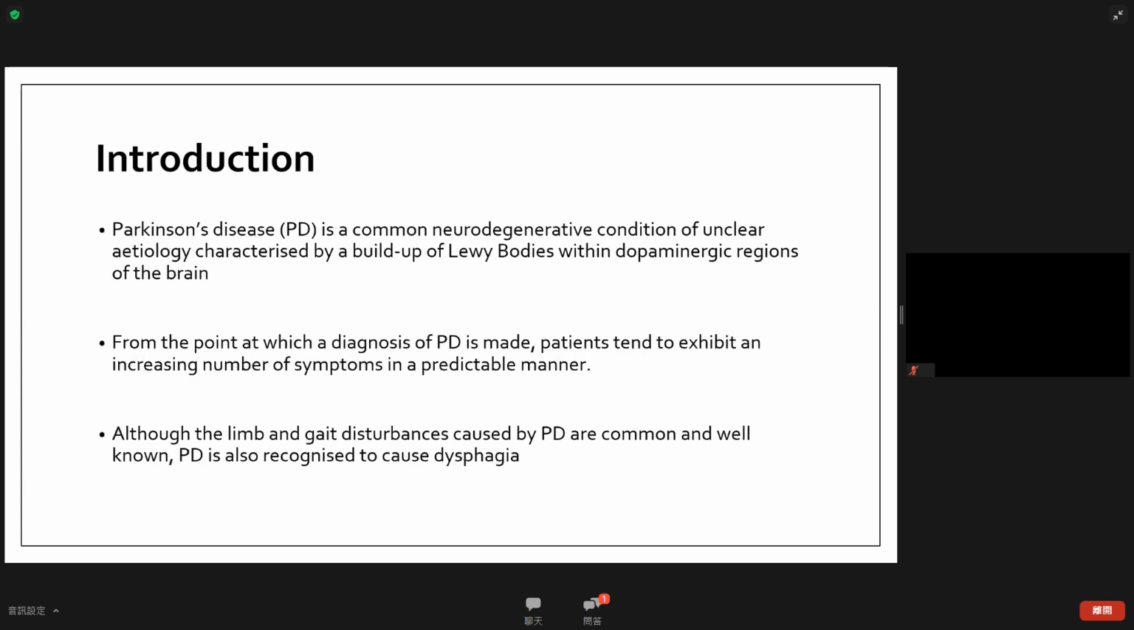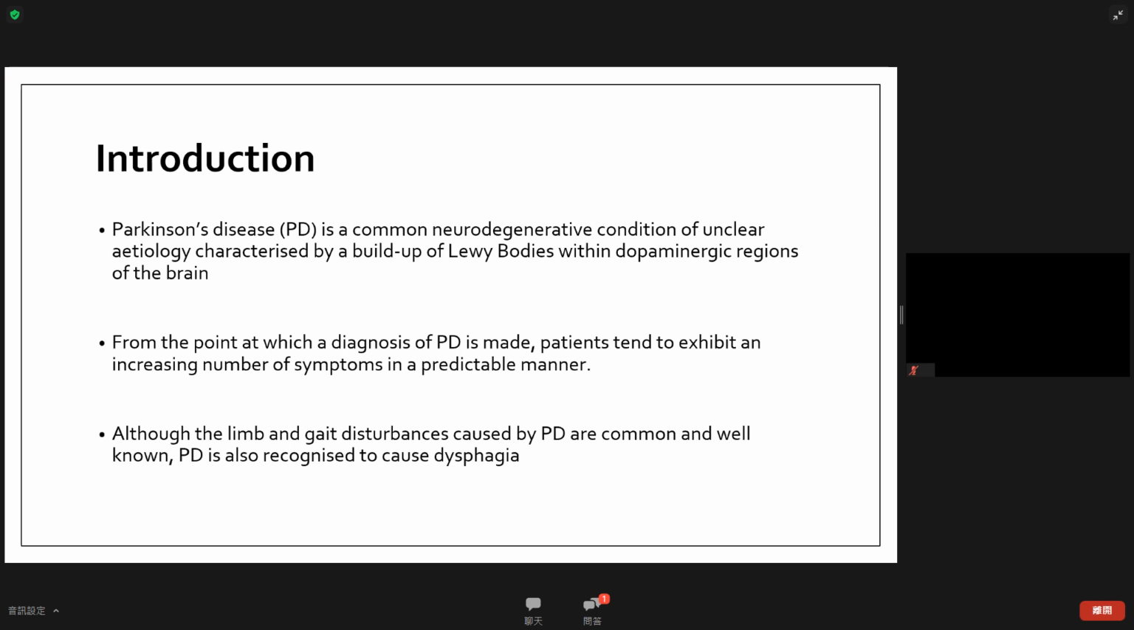So, a little bit of background. As I'm sure you all know, Parkinson's disease is a condition which is characterized by the deposition of alpha-synuclein containing Lewy bodies within dopaminergic regions of the brain. As the disease progresses, the Lewy body burden increases and there is a decline in neurological function. This coincides with increasing symptoms for patients.